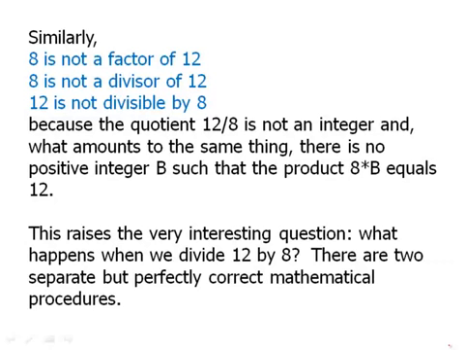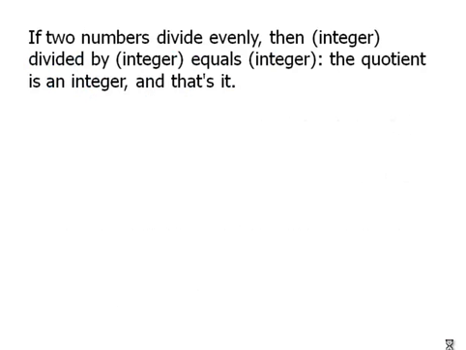There are two separate but perfectly correct mathematical procedures. Now, the first thing I want to say is that if we divide two numbers evenly, then integer divided by integer equals integer. The quotient is an integer and that's it. There's not two options for this. That's just clear. There's just one way to do it: integer answer.